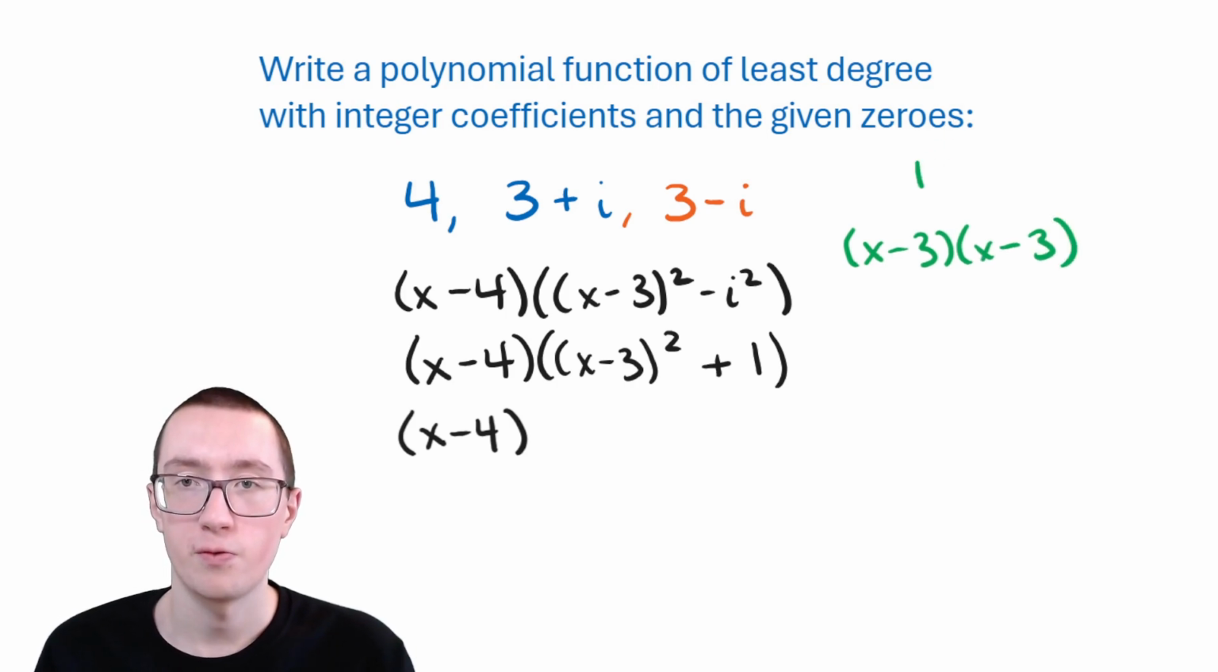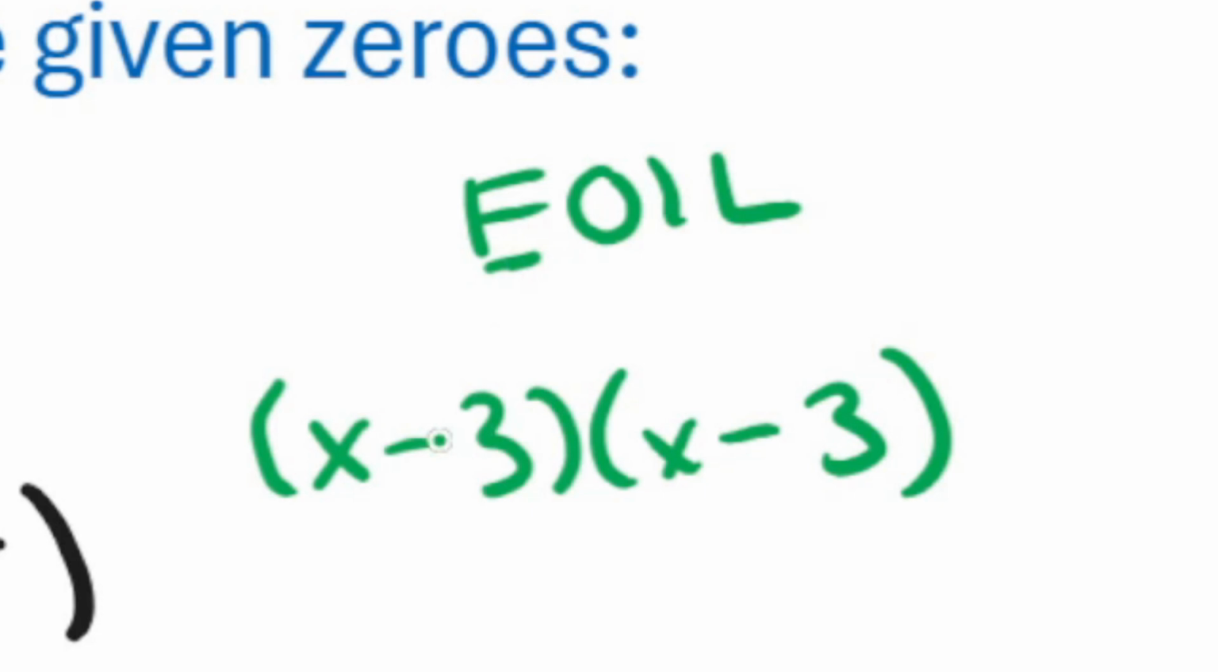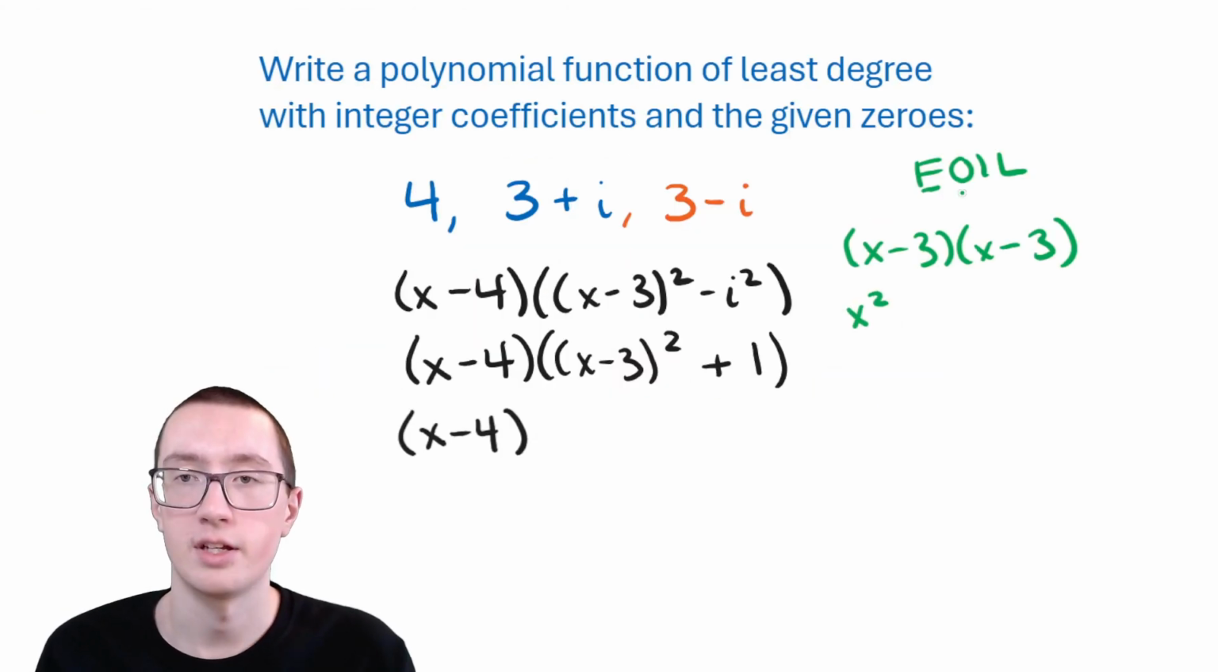And for this, we can use FOIL again. So we're going to do first. The first step means to multiply the first parts. So x times x is x squared. Then outer, so we need to multiply the outer parts. So that's x times, not 3, -3.